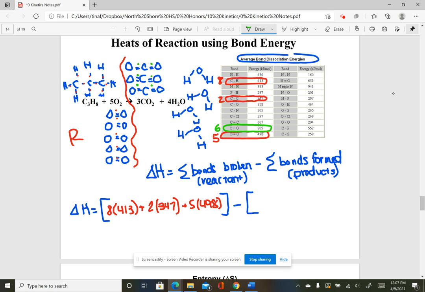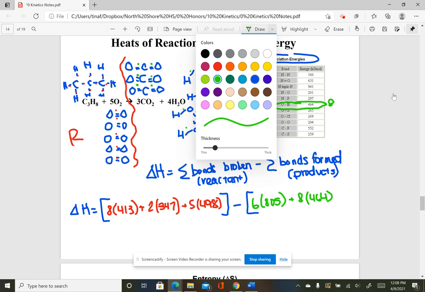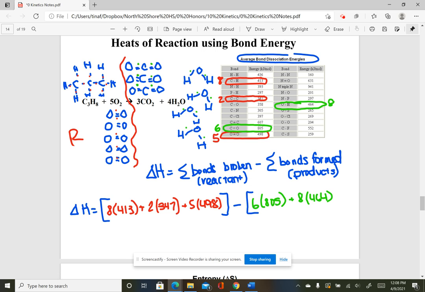So I want to find that on my chart. Here's a single bond between H and O. And I want to count 1, 2, 3, 4, 5, 6, 7, 8. I have 8 of them. So on this side, I'm going to have 6 times 805 plus 8 times 464. Okay, so it's time consuming. It's time consuming. This is probably the worst one, I'm going to say.